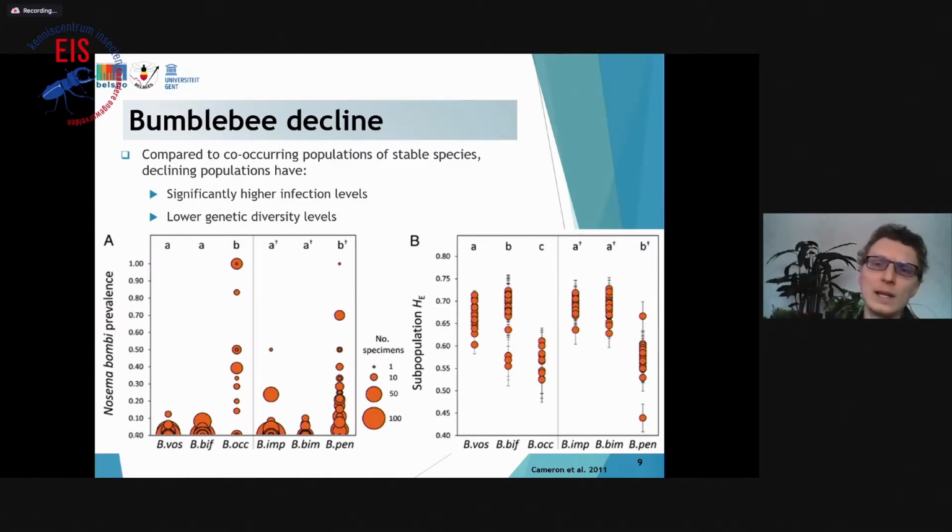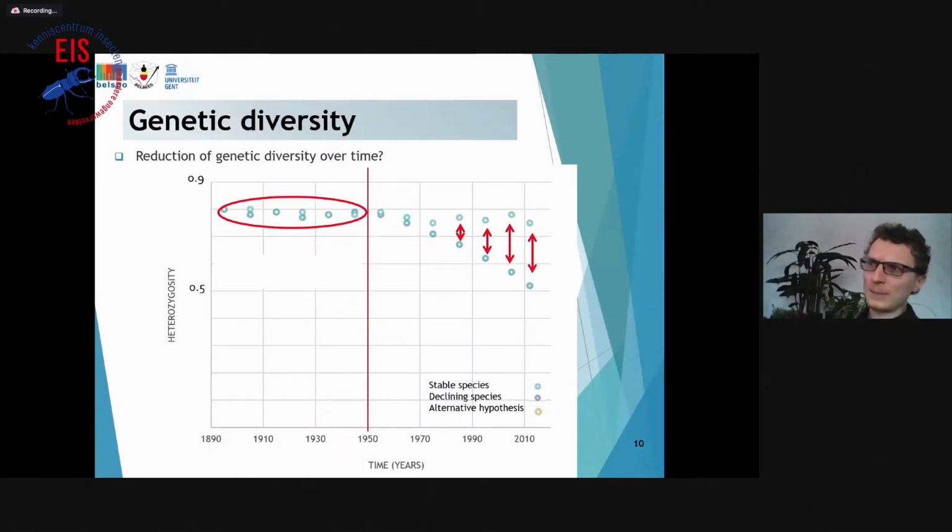So in general, knowing the genetic diversity level within a bee population is crucial to know the health of the population and to make adequate conservation measures. Okay, so this was a little bit more of an introduction.